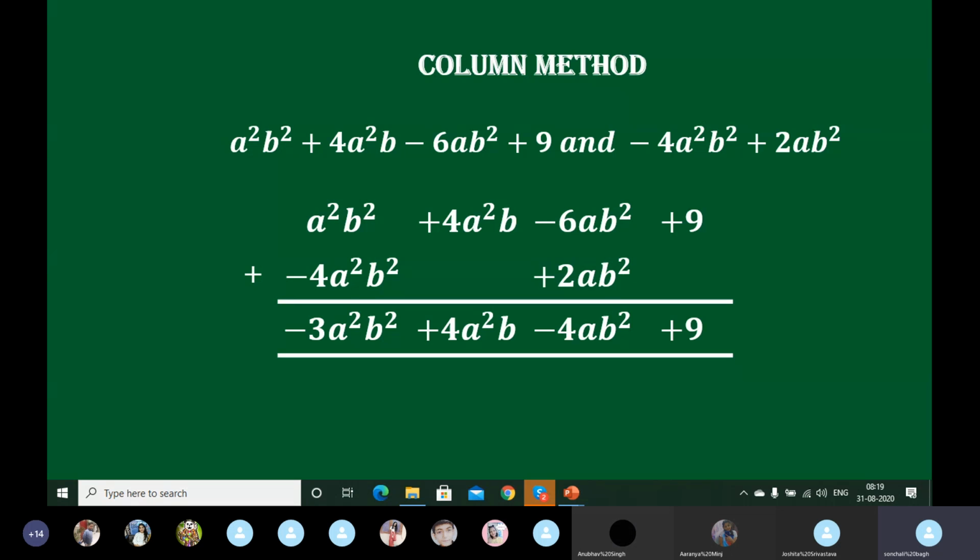I'm copied. Okay. Now, can anyone think of telling me what will be the difference in addition and subtraction? What will be the changes?